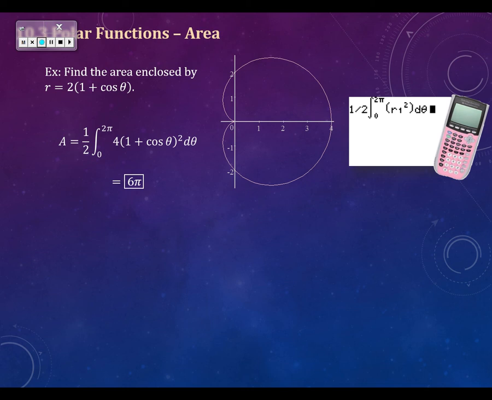No. No. Cosine squared, right? What's the integral of cosine squared? No one's told you that ever, but we can figure it out using the power reduction formulas as a trick.